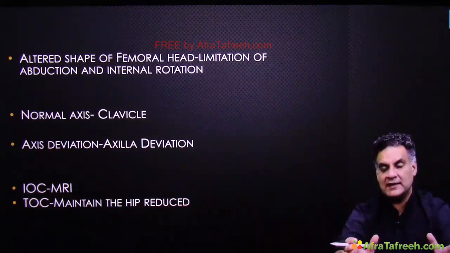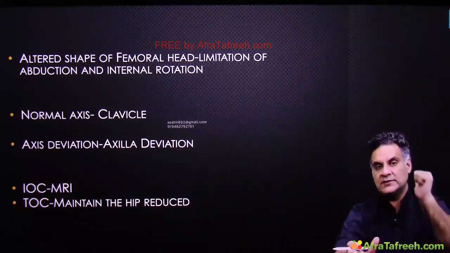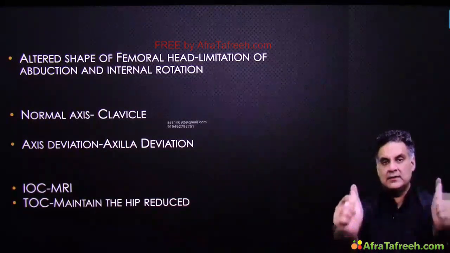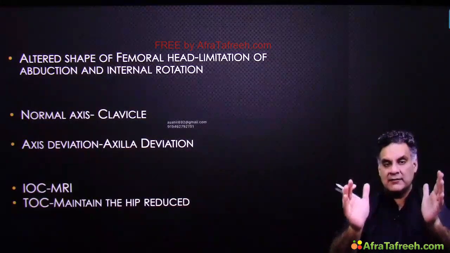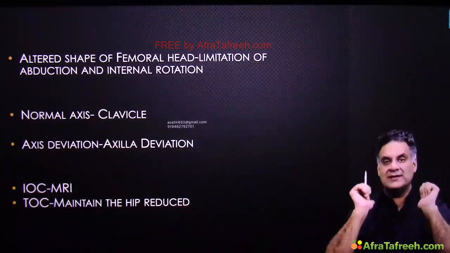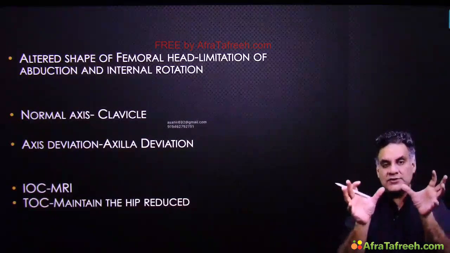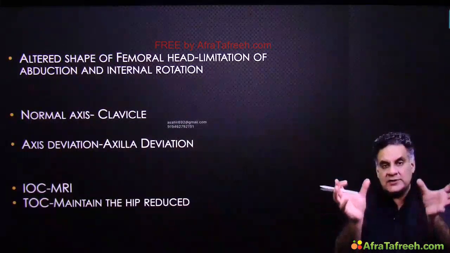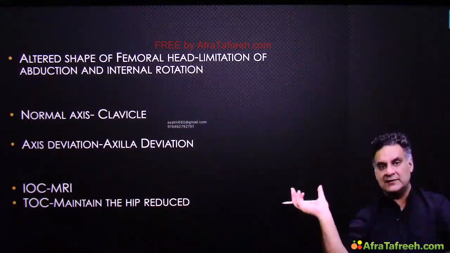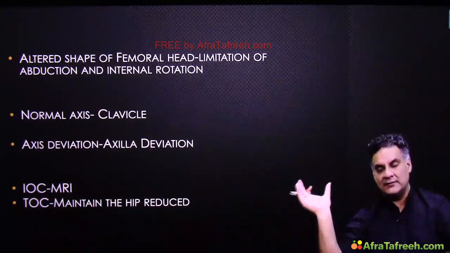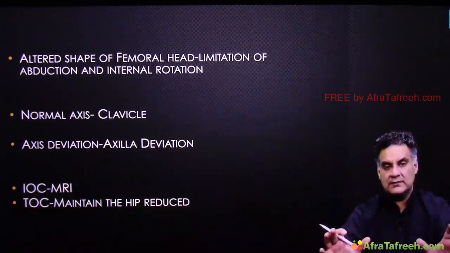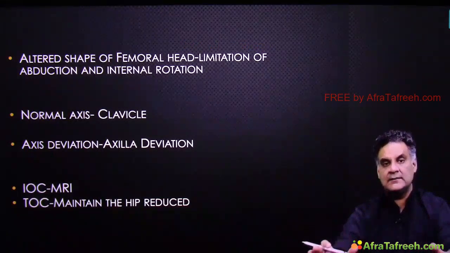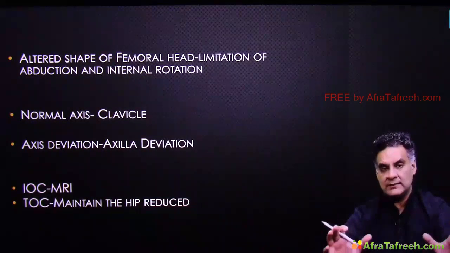When we flex the hip, the knee will go towards the center of the clavicle. That is called a normal axis, it goes to the clavicle. Normal is C, clavicle. If the shape is altered, on flexion the knee goes to the axilla, called axis deviation.